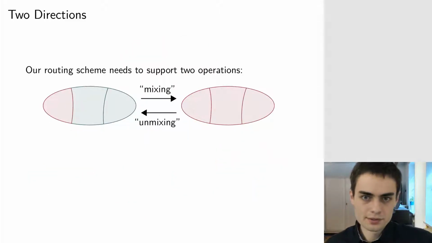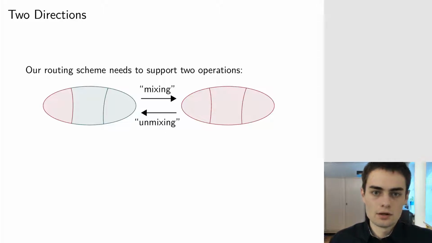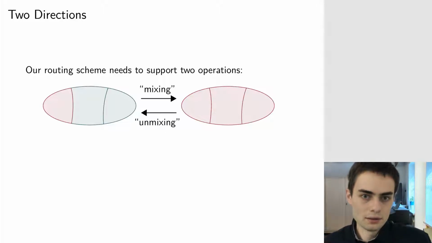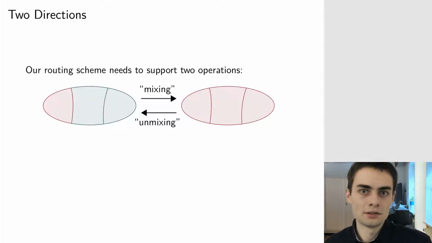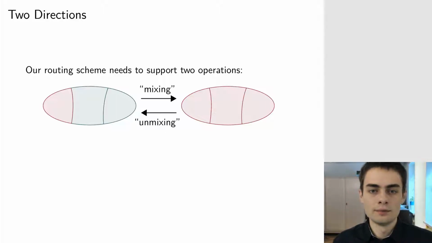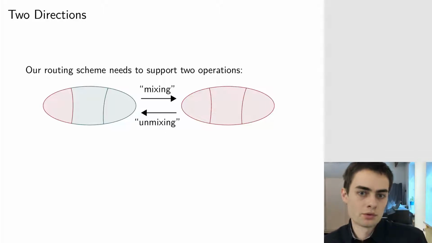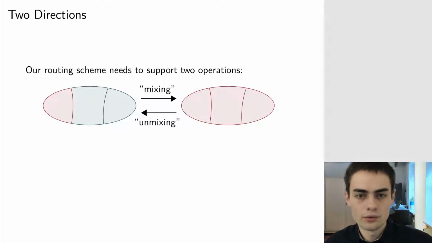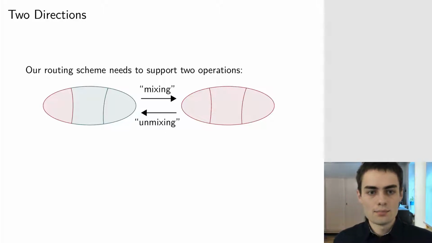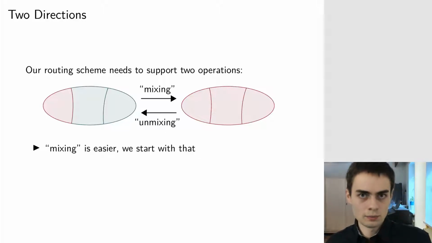To implement this, we need two operations. The first one we call mixing. That's where you start with a packet randomly distributed in a child, and you end up with a packet randomly distributed in the parent cluster. There's also the reverse operation, so going down in the tree, where the packet starts being randomly distributed in the parent and ends up in the child. These are the two things that we have to implement. Mixing is a lot easier to implement, so we're going to look at that first.